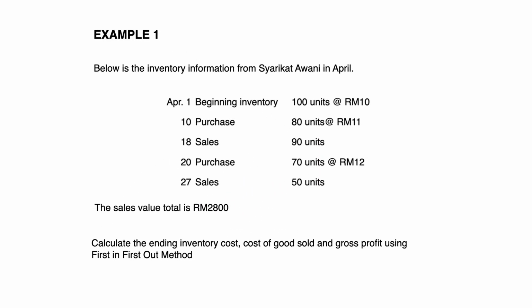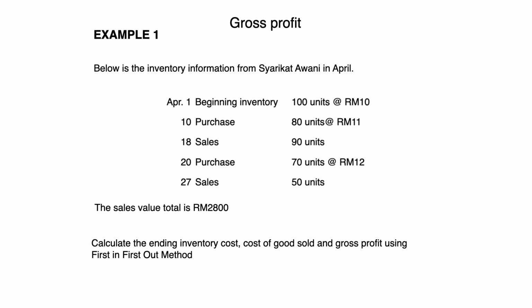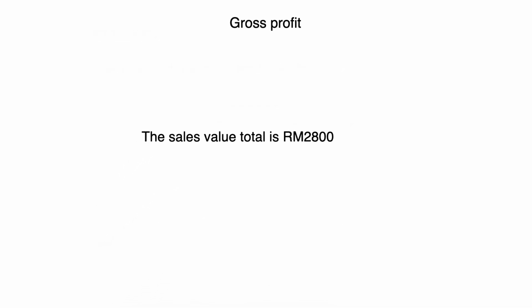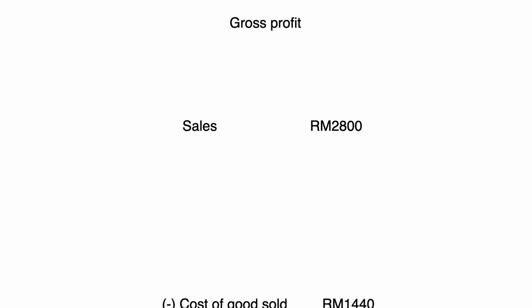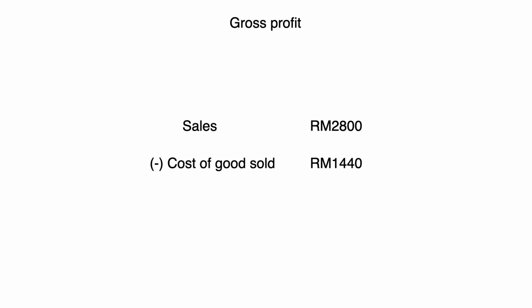Now we move to the next question, which asks you to calculate gross profit. For this one, we refer back to our question. We focus on the sales value mentioned in the question. The total value of sales is 2,800. We minus the 2,800 with the cost of goods sold we just calculated, and that number is 1,360.